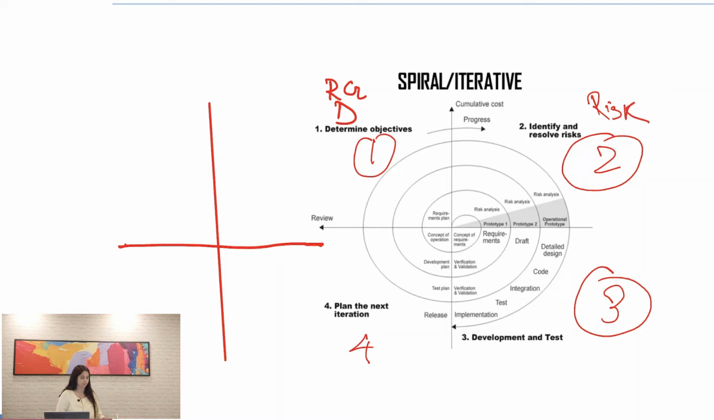Then we have coding and testing. And finally we have planning for the next iteration. So here there is customer feedback involved. The customer can have a look at the prototype of this model and there's planning for the next iteration here. We'll understand this entire model using one example, which is building your own house.